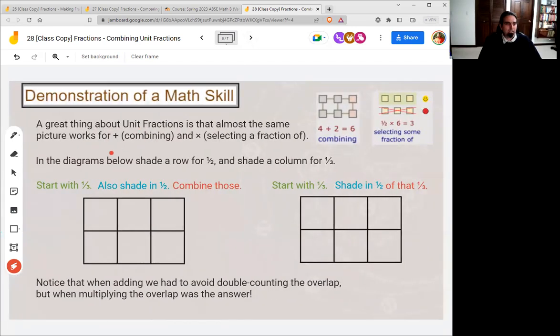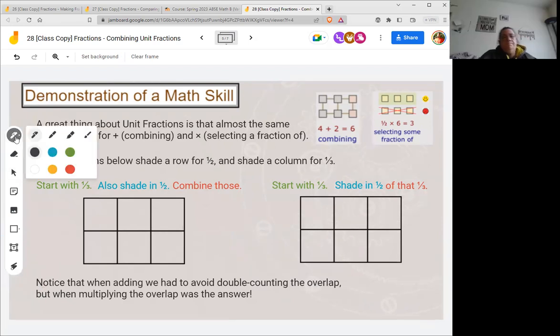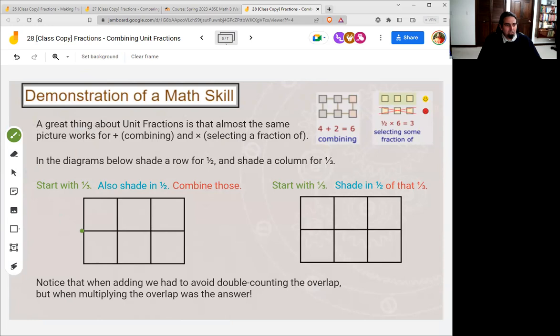Okay, moving on. The great thing about the unit fractions, always having a 1 at the top, is that almost the same picture works for adding when we're combining or multiplying when we're taking a fraction of. But it's a little different. So here we go with action. Lights, camera, action. I'm going to start with a third. Everyone okay with my third?